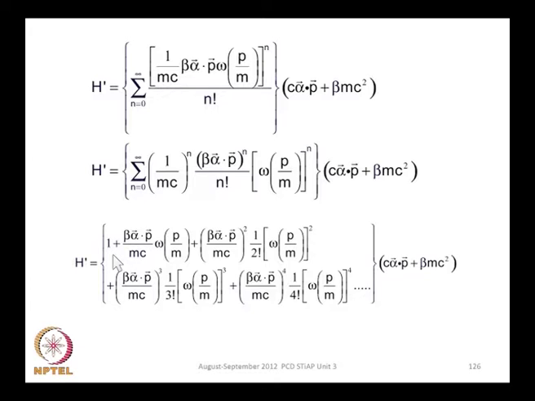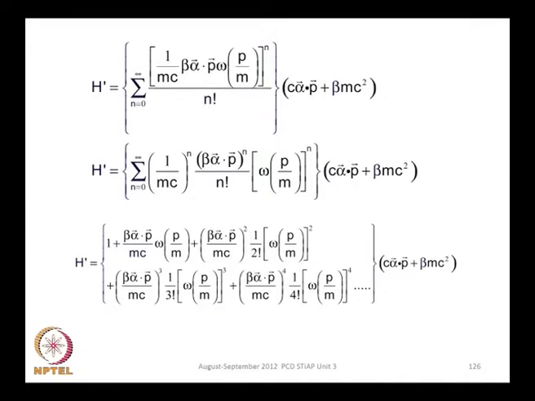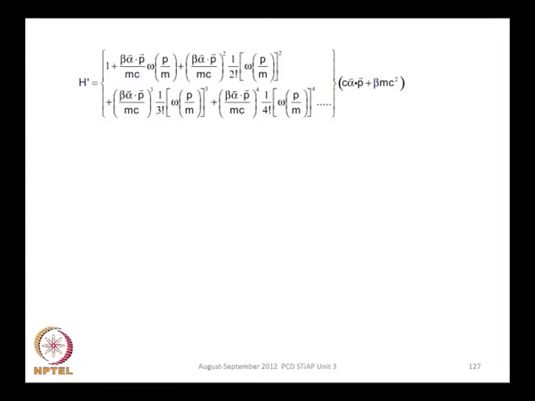So, for n equal to 0 you get the unit operator, then this is the term corresponding to n equal to 1, which is beta alpha dot p over this mc, and then you have this omega to the power 1. Then you get the second term, which will have a 1 over factorial 2 sitting over here. Then you have the beta alpha dot p over this mc to the power 2, and then omega to the power 2. So, you write each term explicitly, that is what we have.